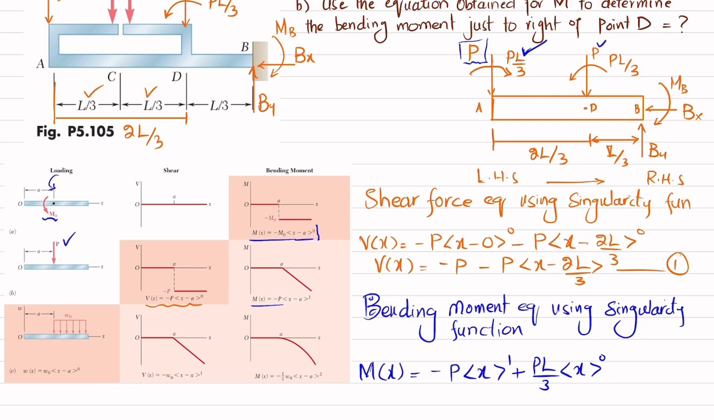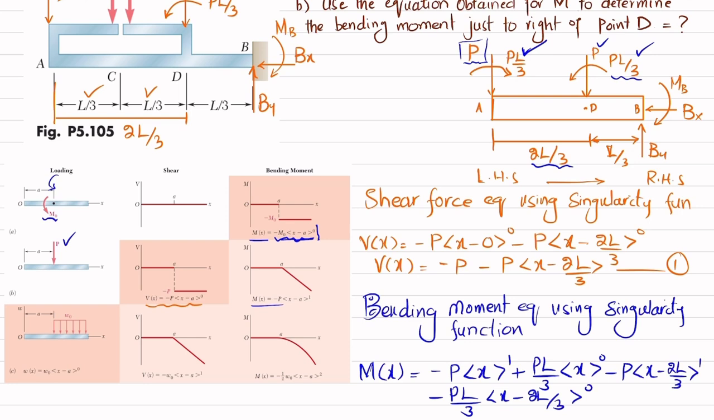The third load is this point P, and this is downward. So minus P into X minus A, where A for this is 2L over 3. So minus 2L by 3 power 1. And the last term for this moment will be PL over 3, and this is counterclockwise, so it will be minus M naught. So minus M naught, which is PL over 3. Over here you can see the moment is PL over 3 into X minus 2L by 3 power 0.